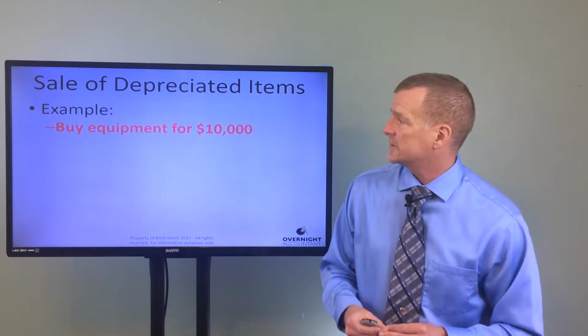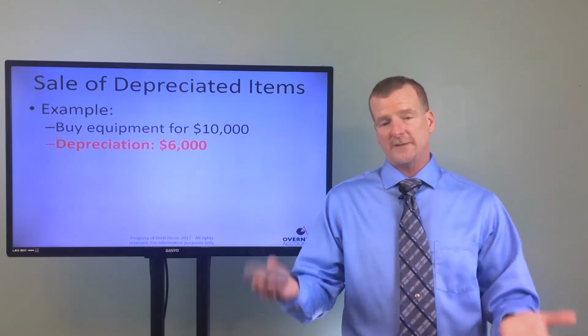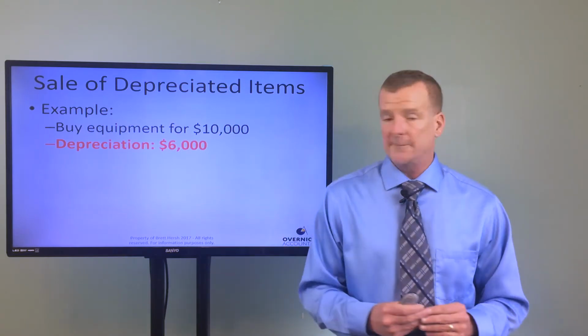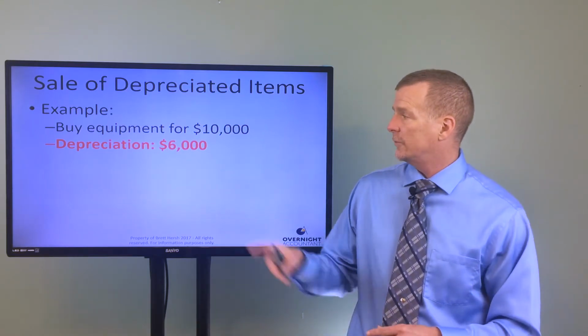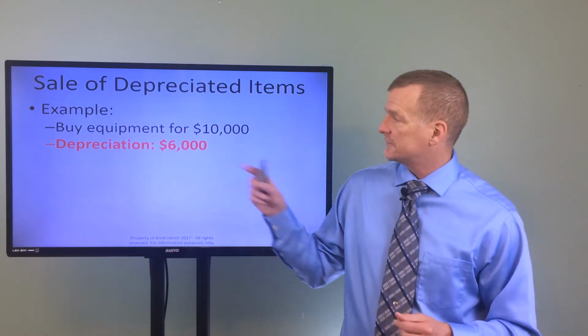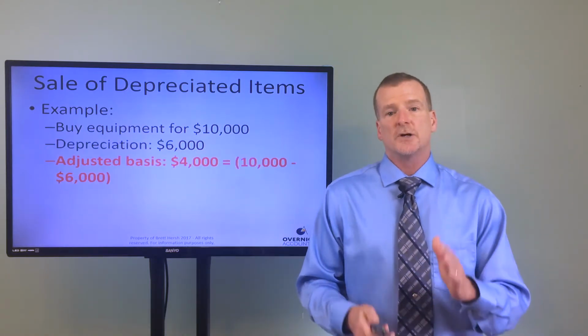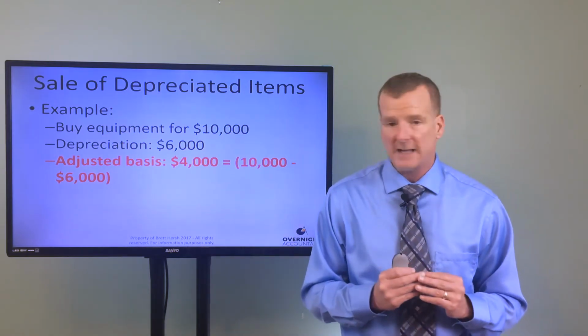So let's use an example. Let's say you buy equipment for $10,000. You've had it for a number of years and you've depreciated $6,000, whether through Section 179 or bonus depreciation, but regardless, you've enjoyed the tax benefit of writing off $6,000 of that asset. So what does that make your adjusted basis? That makes your adjusted basis $4,000.